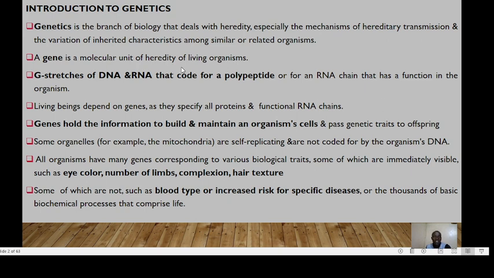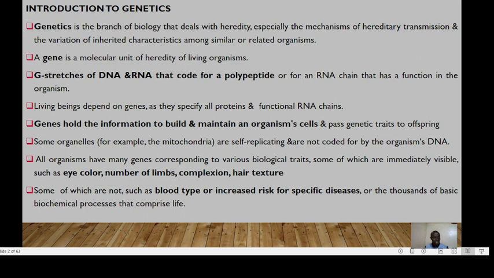So, on introduction to genetics, genetics is the branch of biology that normally deals with heredity, especially the mechanism of hereditary transmission and the variation of inherited characteristics among similar or related organisms. A gene is a molecular unit of heredity of living things, and genes are normally stretches of DNA and RNA that code for a polypeptide or for an RNA chain that has a function in the organism.